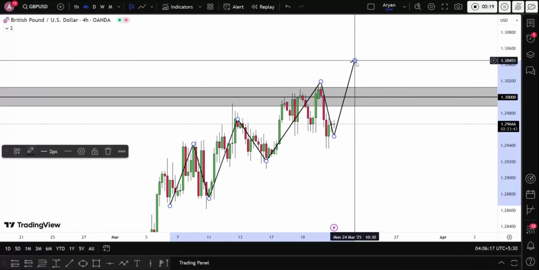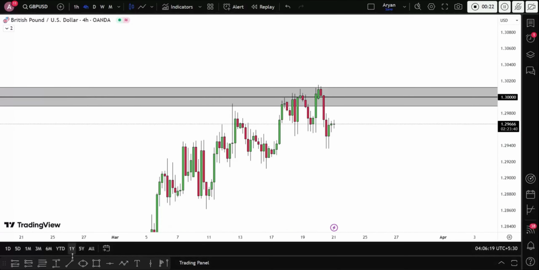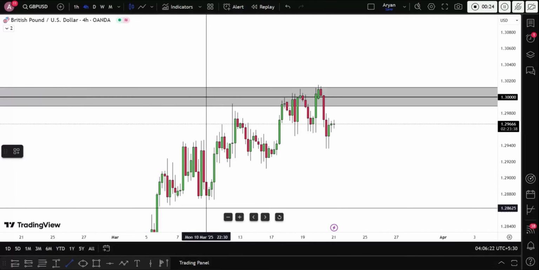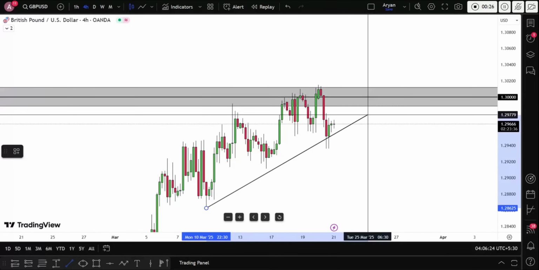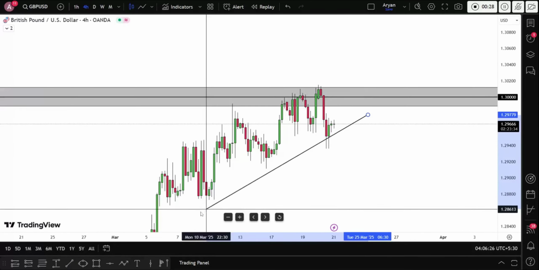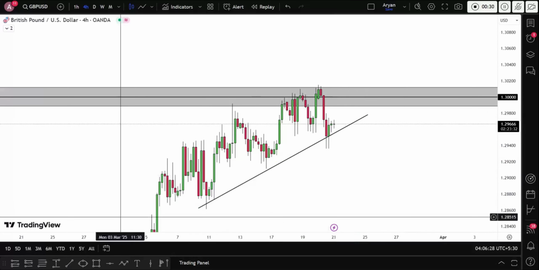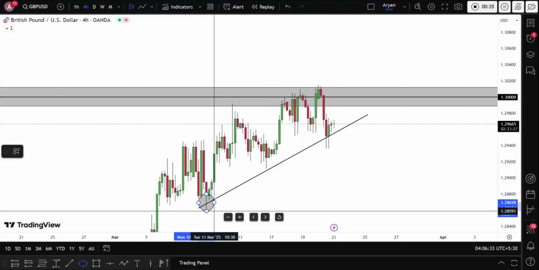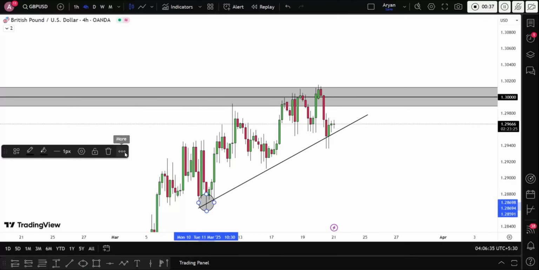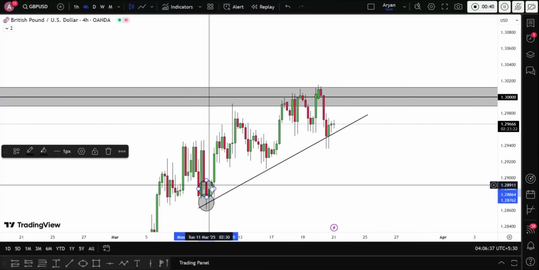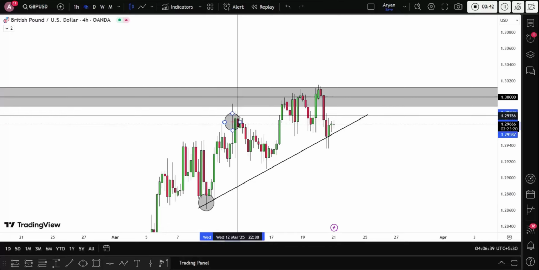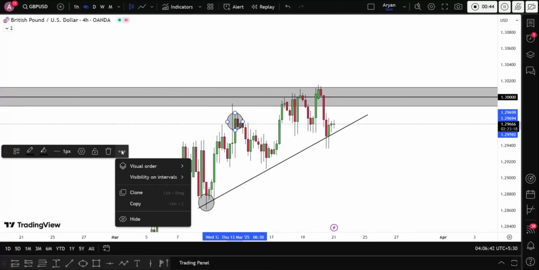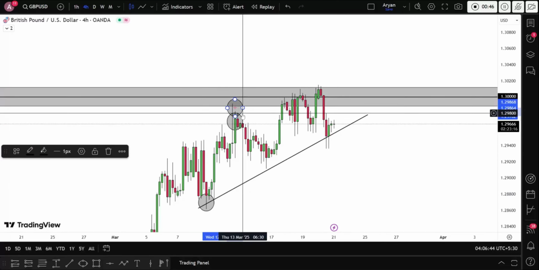Now we draw the trend line first. See, this is higher low, higher high, and this is higher low.